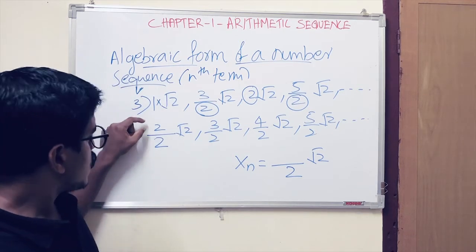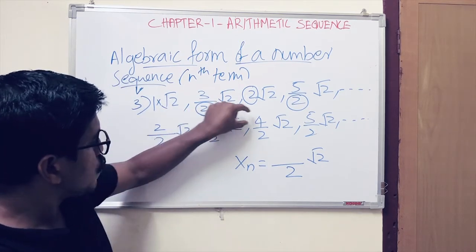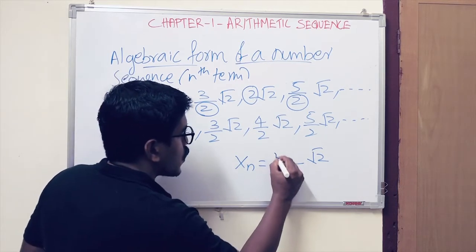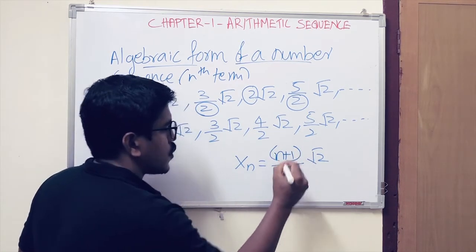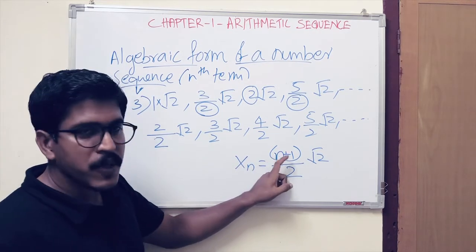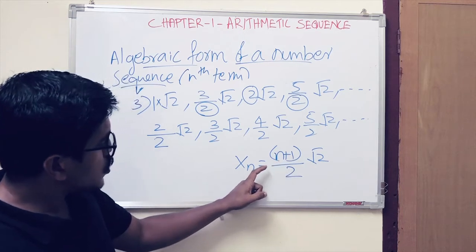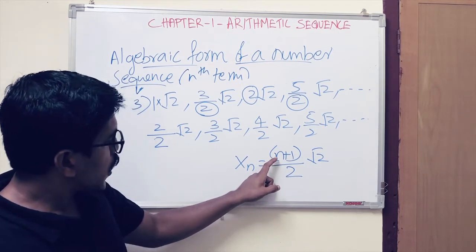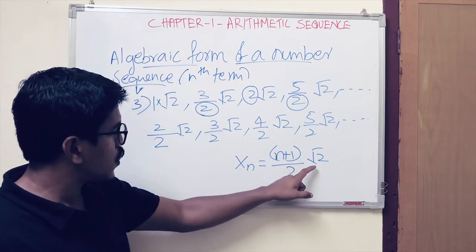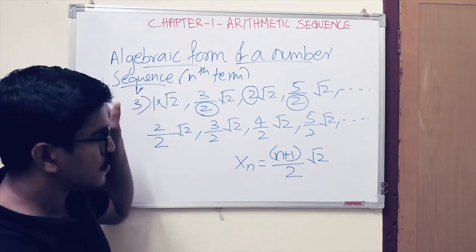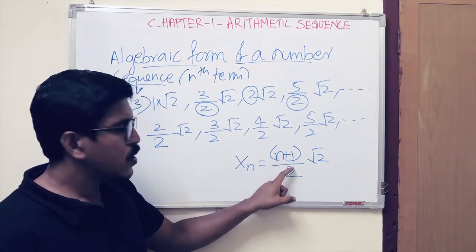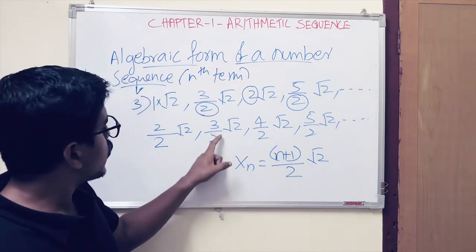In the numerator, you can see the numbers 2, 3, 4, 5, etc. That is except 1. So we can write n plus 1 because 1 is not here. That's why we write n plus 1. Now we can check it. If you are putting n equal to 1, 1 plus 1, 2 by 2, that is 1. 1 into root 2 itself. If you are putting n equal to 2, 2 plus 1, that is 3 by 2, 3 by 2 root 2.